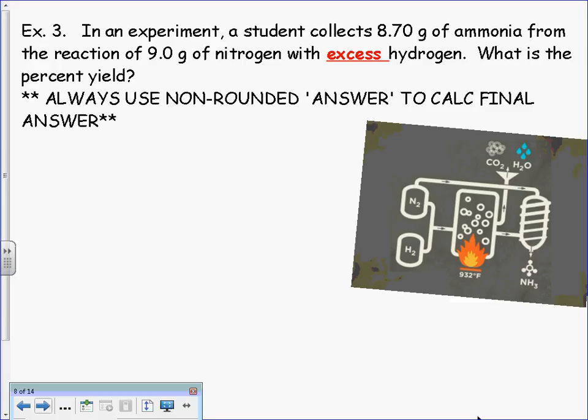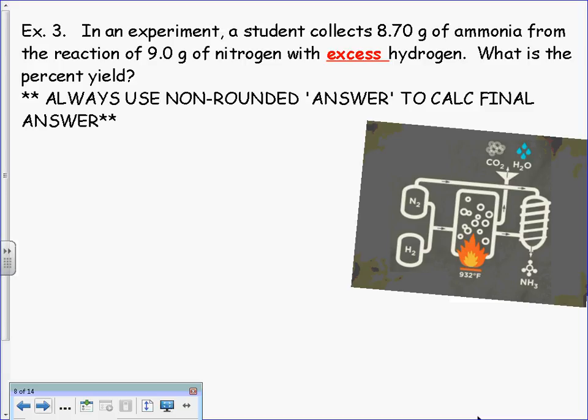So tell me, when you're reading this problem, you see the word excess hydrogen. Automatically, what do you know? That's your excess, and what else? Nitrogen. Okay, so nitrogen is your limiting. So you don't have to figure out who your LR is because you already know. So whenever you read a problem like this, you automatically know which one is your limiting.